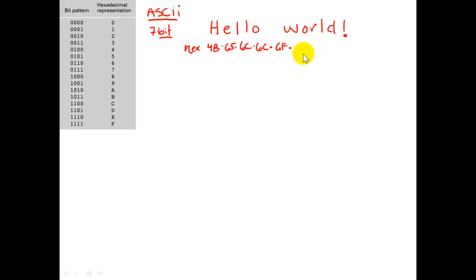The space is 20. The W is 77. And it's followed by 6F, which is O. 72, which is the R. 6C, which is an L. D is 64, and finally the exclamation point is 21. Okay, now I'm careful here not to call this seventy-seven, because this is not a decimal number, it's a hexadecimal code. So I call it 77. Now, each of these characters requires a single byte.